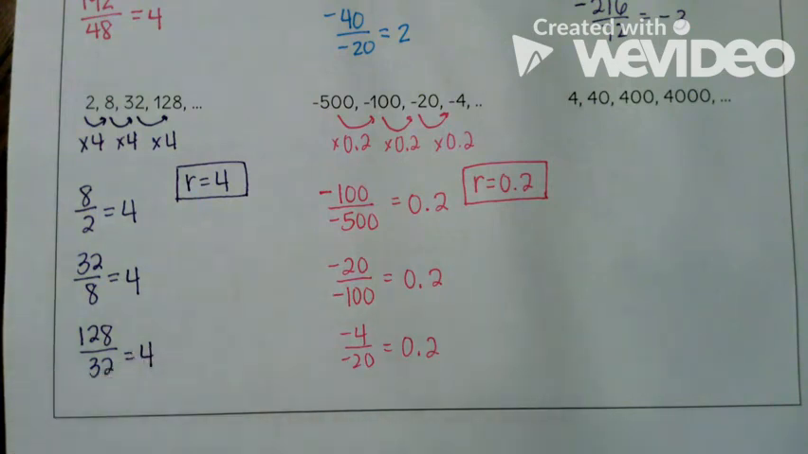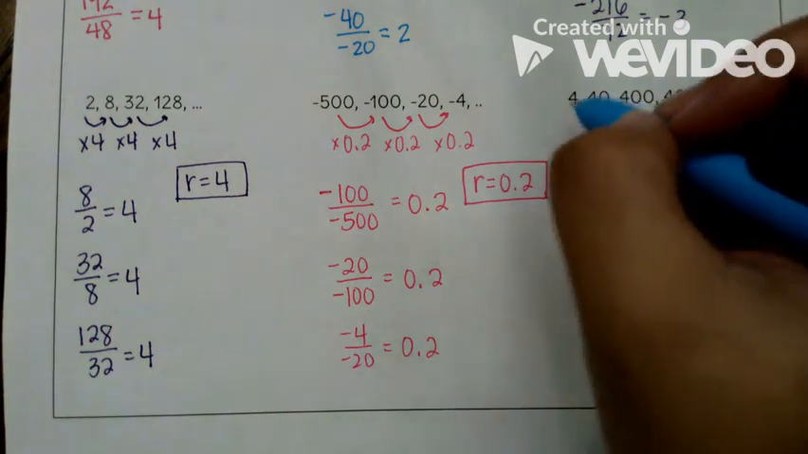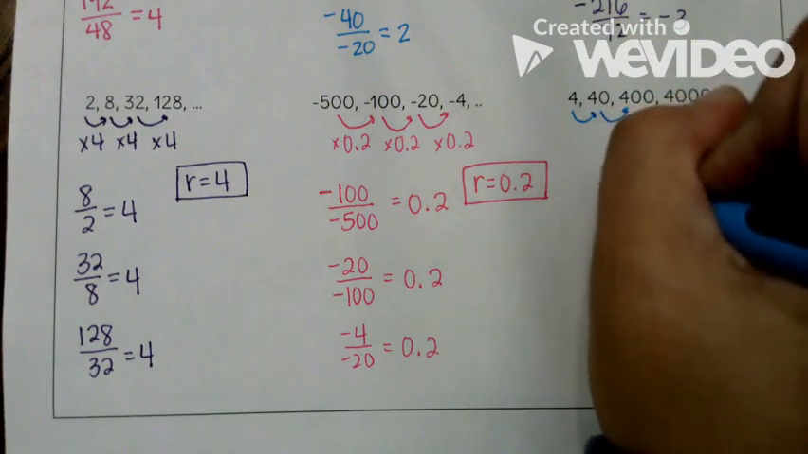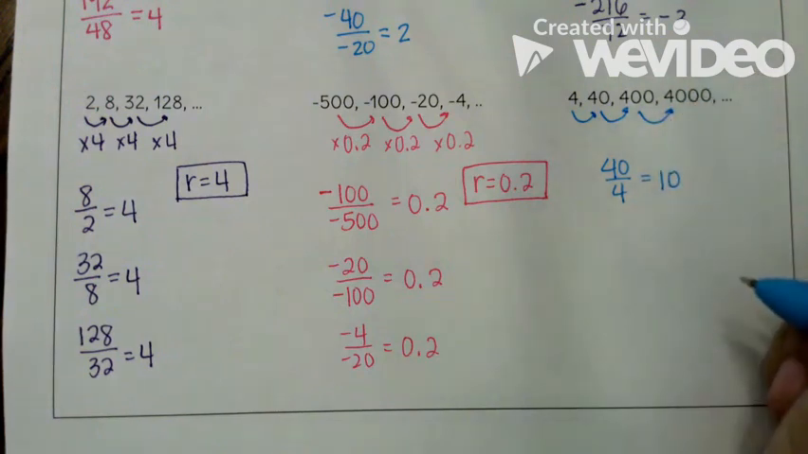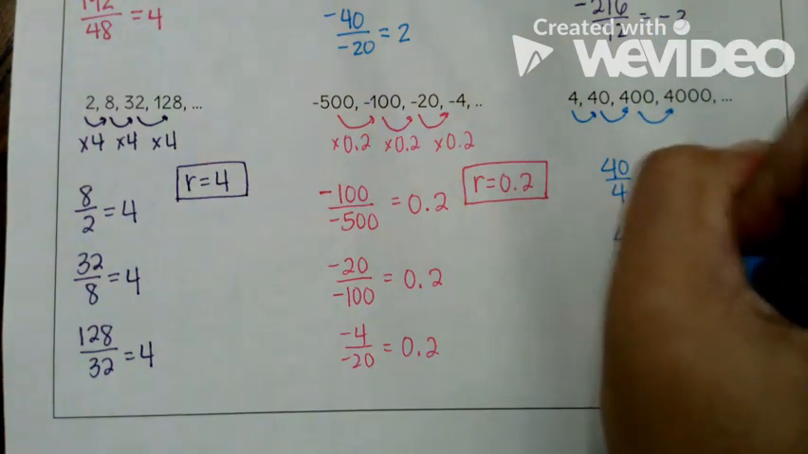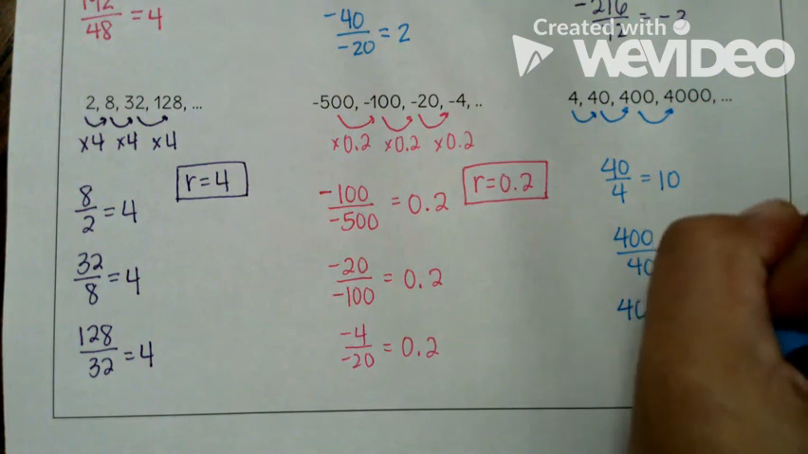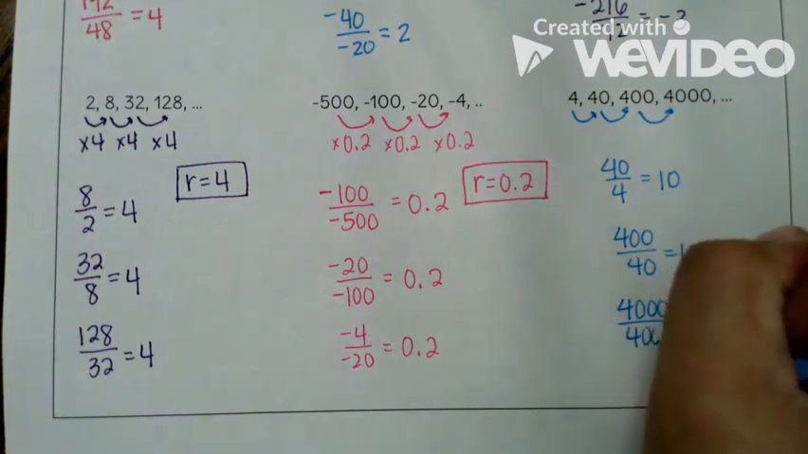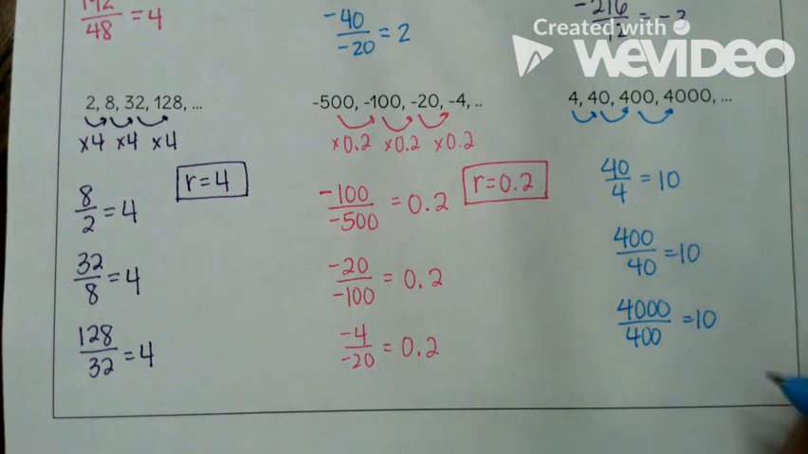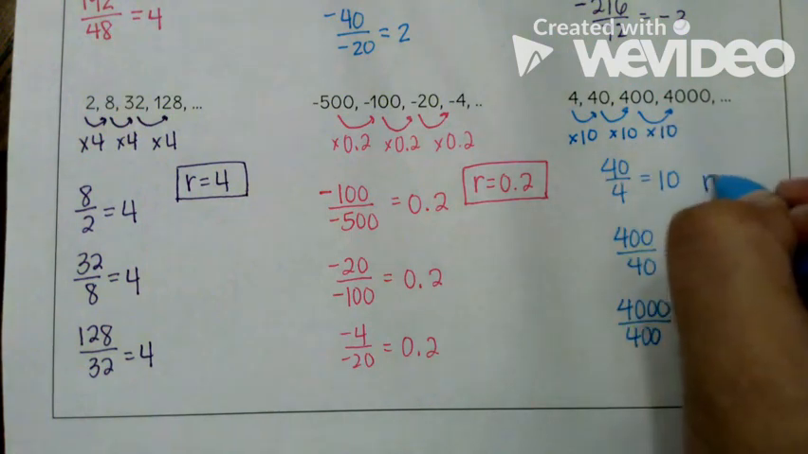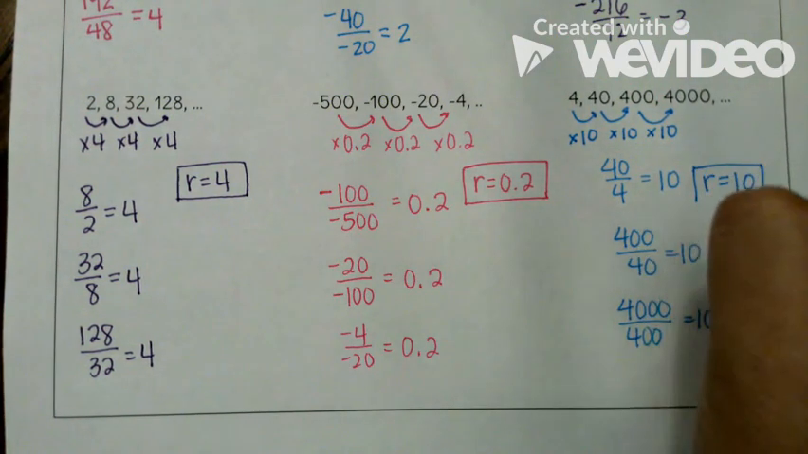And then for my last one, I have 4, 40, 400, 4,000. What do you think the common ratio is? For this one, going up, I'm going to go 40 divided by 4. That's going to equal 10. Then if I do 400 divided by 40, that's equal to 10. And then if I do 4,000 divided by 400, that is also equal to 10, which means every single time I am multiplying by 10. So my common ratio, or R, is equal to 10.